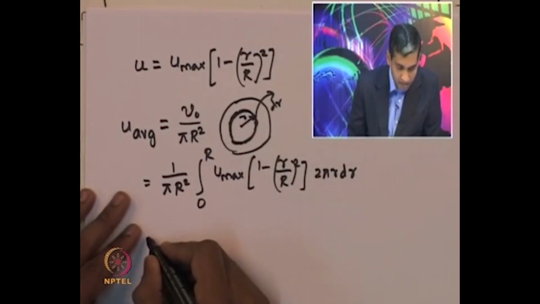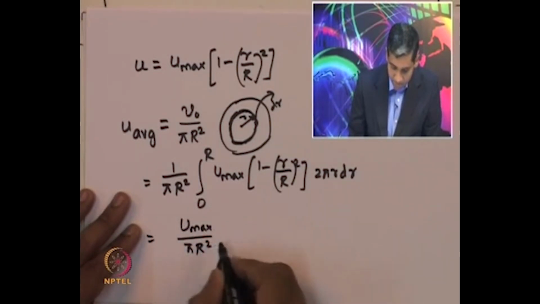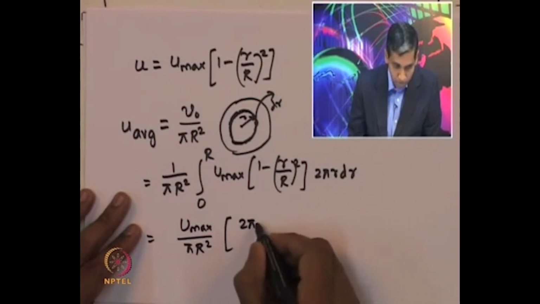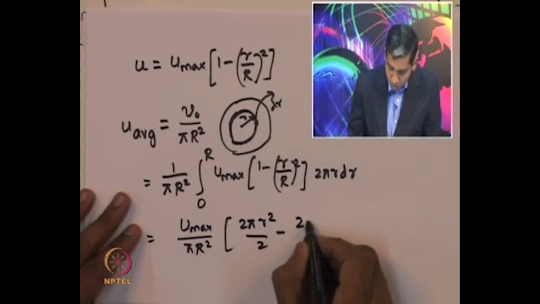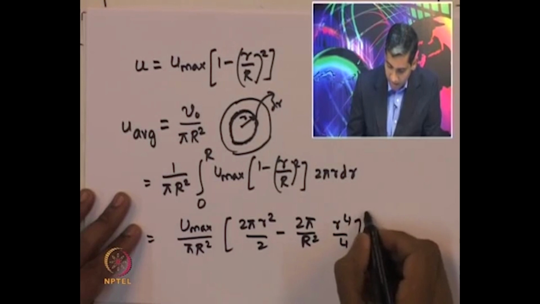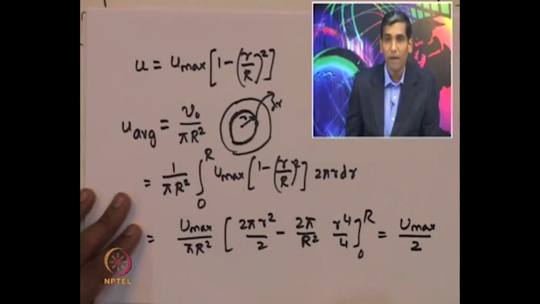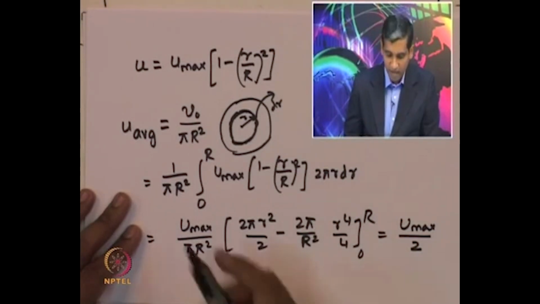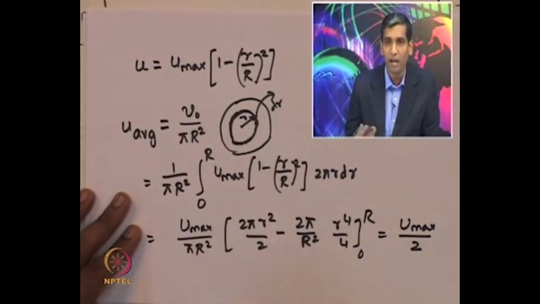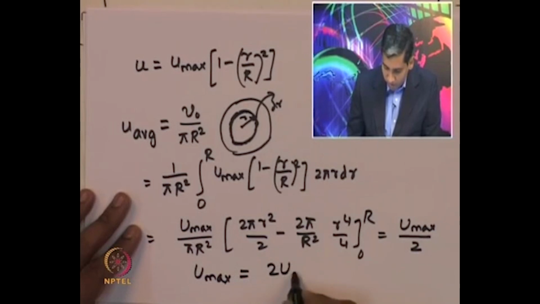So, from integrating this expression, we will find that it is equal to u max by pi r square multiplied by 2 pi r square by 2 minus 2 pi by r square into r power 4 by 4, and the limits are 0 to r, and that is equal to u max by 2. So, the maximum velocity is simply twice the average velocity, that is, the velocity averaged over the cross section of the reactor. In fact, the average velocity is also called the cup mixing average, and so u max is equal to 2 times u average.